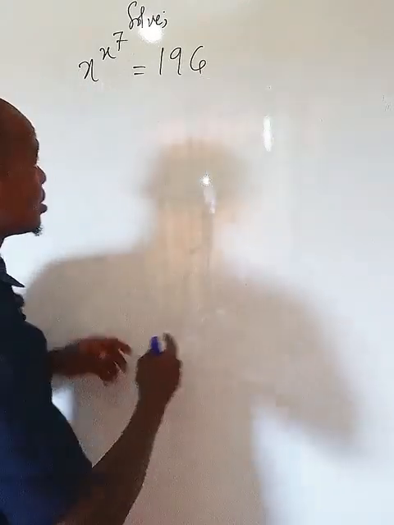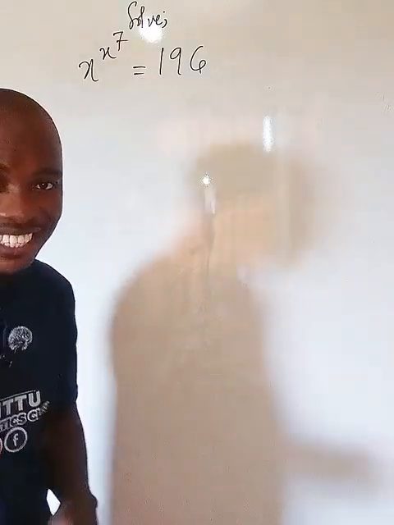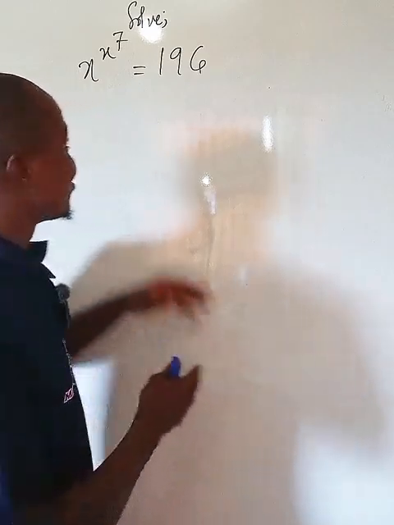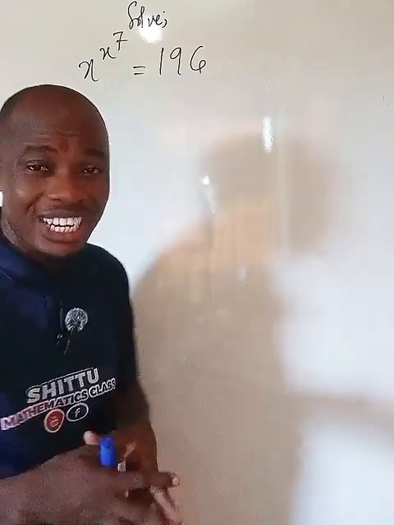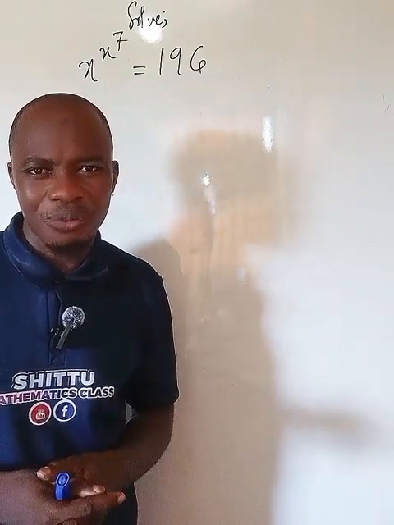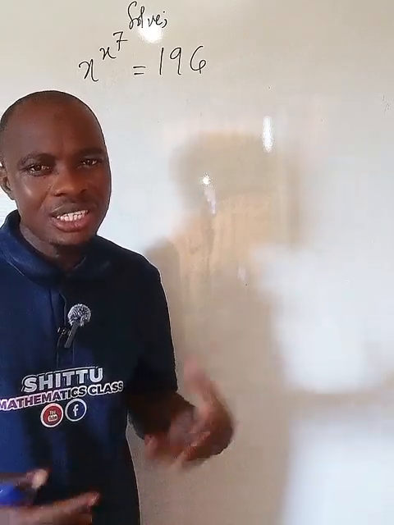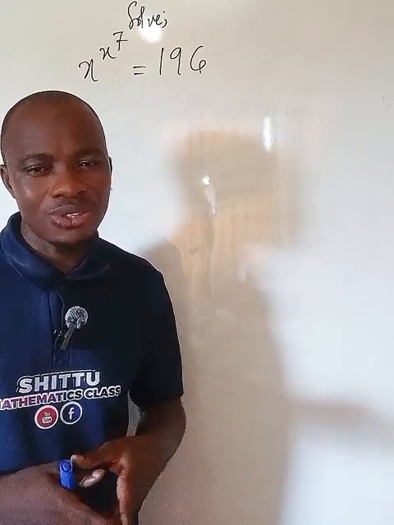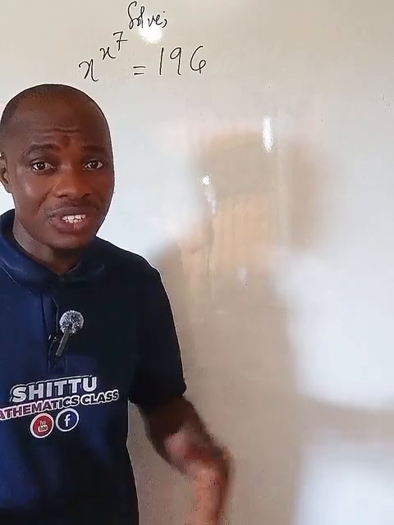So now let's look at this. We have x to the power of x to the power of 7 equals 196. First of all, we have the left hand side in index form, and we have 196 also to be in index form. Okay, but look at it. Is there anything you can do to the right hand side so that you can write it in the form of the left hand side?